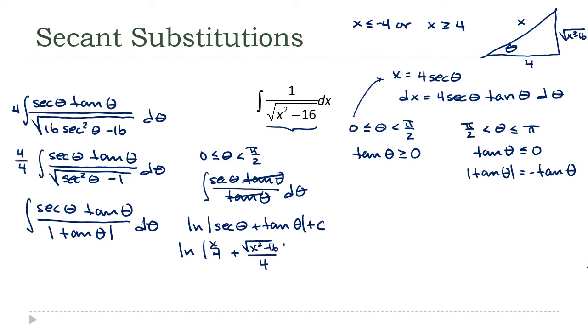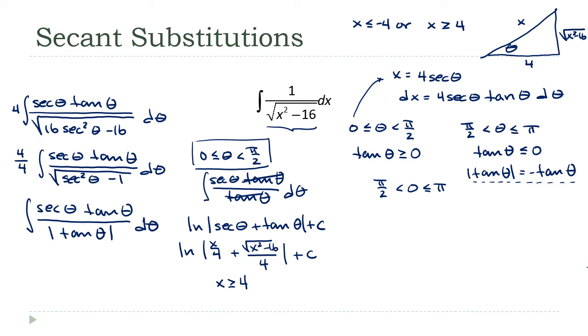4 plus a constant. Now, because this is only valid for values of theta between 0 and pi over 2, what are the corresponding x values? Well, the corresponding x values are x greater than or equal to 4. Now, what happens on the other side? What happens if we have pi over 2 less than theta less than or equal to pi? Okay, well, then we have to do this substitution.